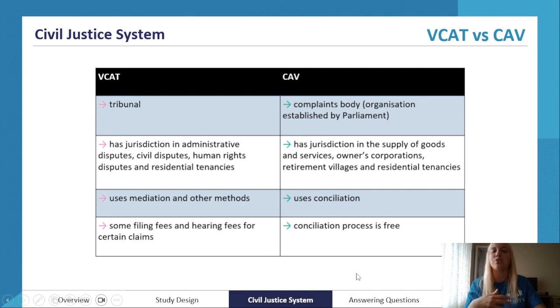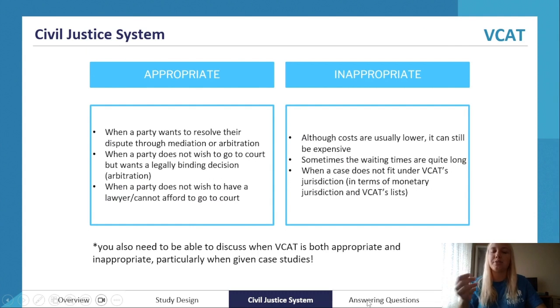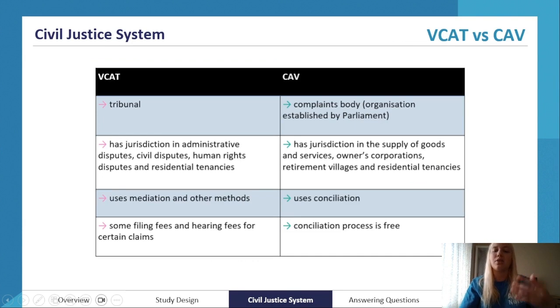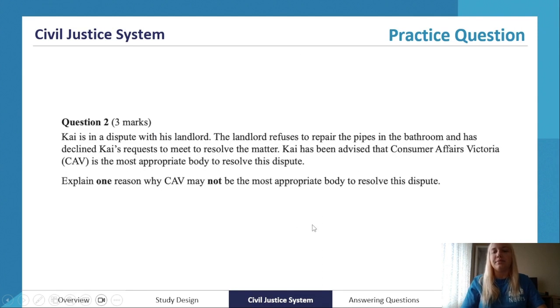We just need to make sure it's not a complex matter in terms of application of the law or the monetary jurisdiction. So it can't be for a super substantial amount of damages. That would have to go to court. VCAT uses all methods: mediation, conciliation, and arbitration for its dispute resolution. CAV only uses conciliation and is not legally binding. VCAT is legally binding. And CAV, key difference, is free.